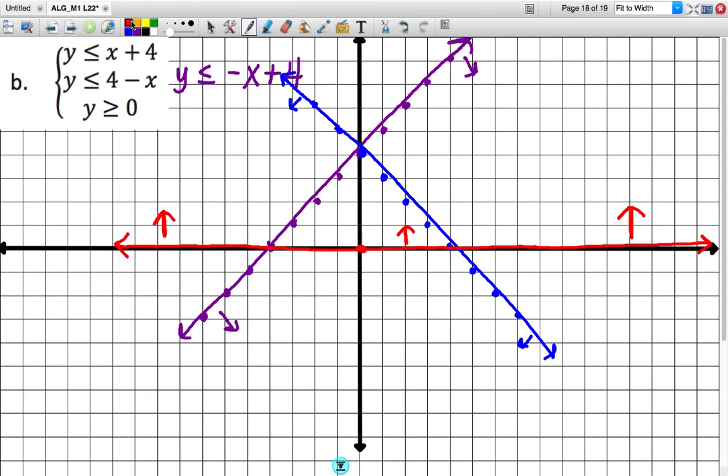So if you look at all 3 of your lines here and look at where your arrows are pointing, I've got to be below the blue line, below the purple line, and above the red line. The only place where this makes sense is right here in this middle triangular section.